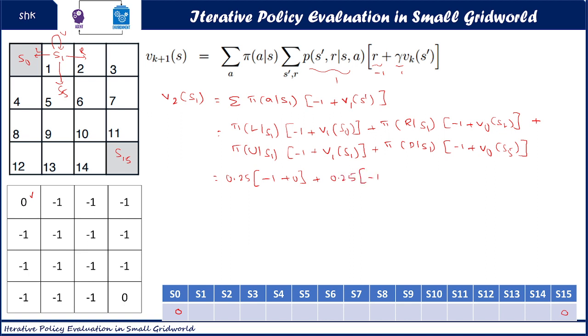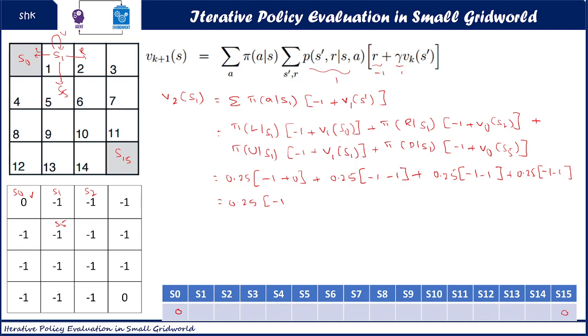V1 of S2. So what is V1 of S2? So this is S1, S0, S2, and this is S5. Now we are going to find this value as minus 1 plus 0.25 into minus 1. So V1 of S1 is minus 1 plus 0.25 into minus 1. So what is V1 of S5? Which is minus 1.